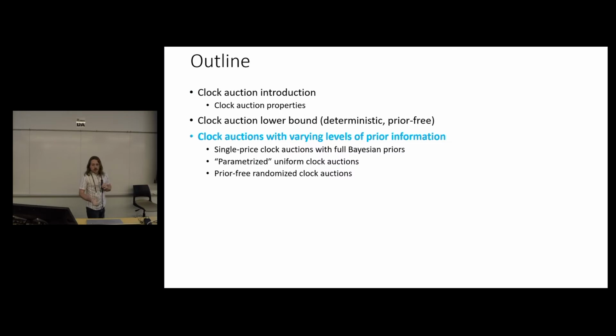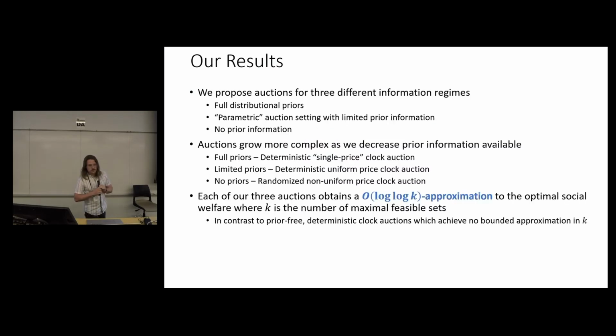So let's take a look at the auctions we study in this paper. And just to give you a sense of our results, we propose auctions for 3 different information regimes. One where we have full distributional access, one where we only have access to the means of the distribution and what our target optimal welfare should be, and one where we have no access to priors at all. But these auctions need to grow more complex as we move down this chart. So when we have full priors, we offer only a single price to each bidder. When we have limited priors, we are still a deterministic auction, but it's uniform pricing, many rounds.